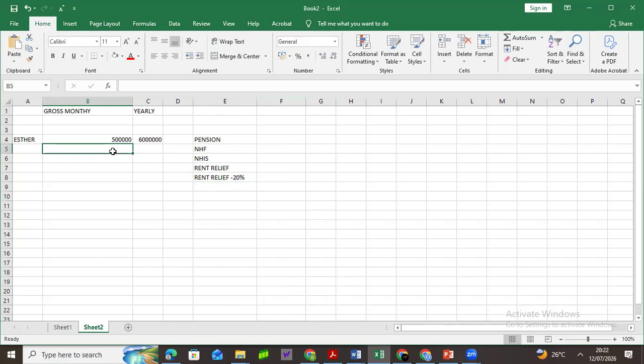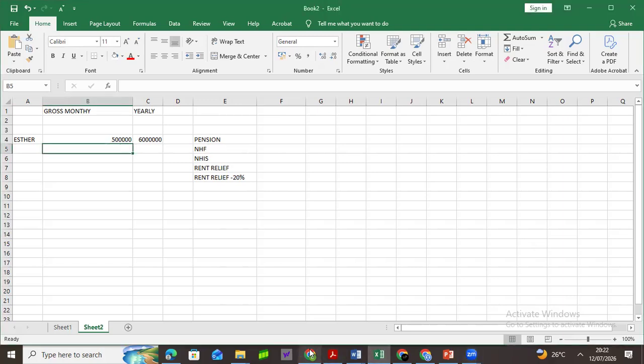Please, the rent relief is different from the housing fund, the National Housing Fund. Yes, it's different from the NHF, yes. How so, please?